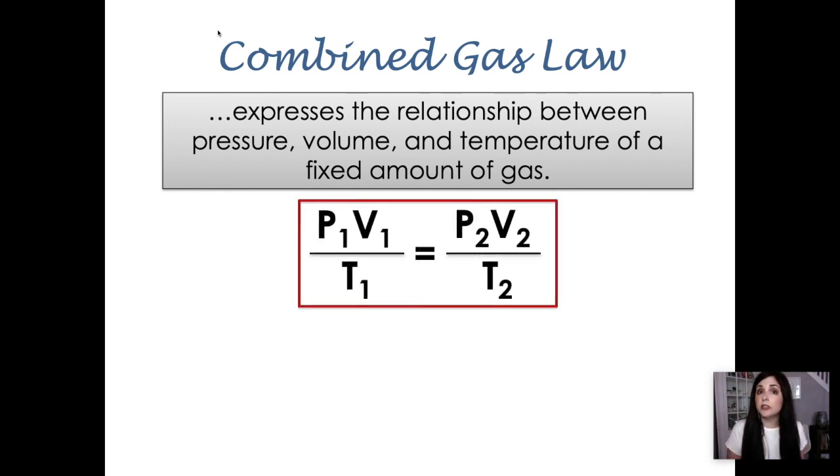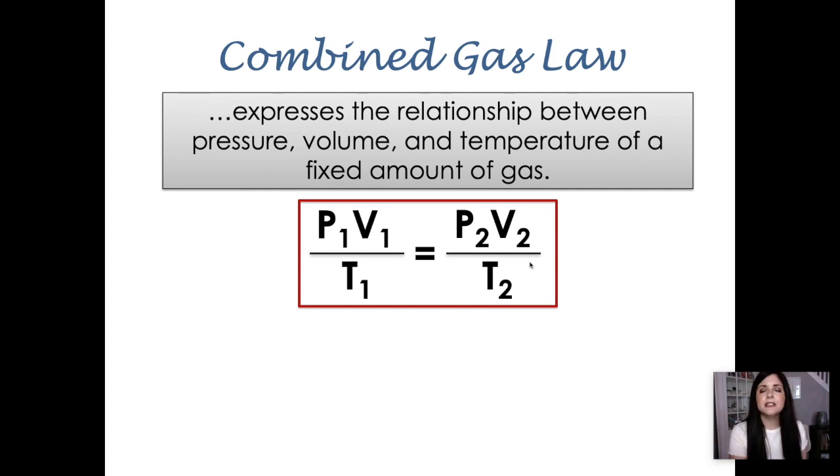And your equation looks like this. So it's P1 V1 over T1 equals P2 V2 over T2. So like I said, it's literally all three laws put together. You'll see without temperature, you have just Boyle's law right here on the top. You see you have Charles's law if you take away the pressure components on both sides. And then you have Gay-Lussac's law if you take away volume.